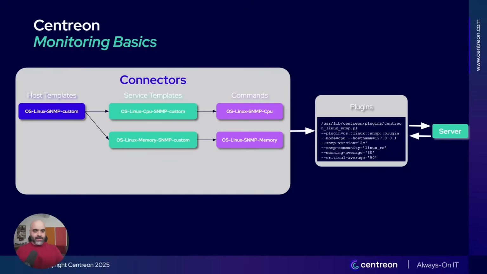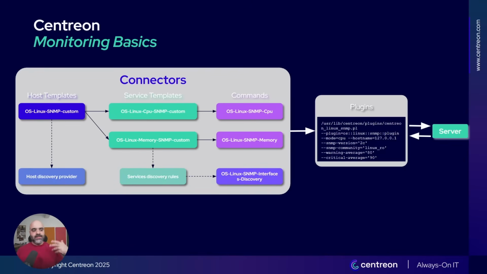And something else about connectors is that you can add discovery rules, so the auto-discovery engine in Centreon can use these rules to discover other hosts and services that you might have in your network without having to configure them one by one. So those are the basics of the monitoring that we might have. Now that you have the monitoring, let's see what metrics we have from them.